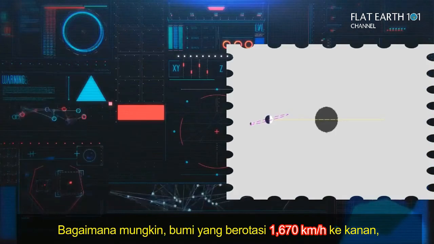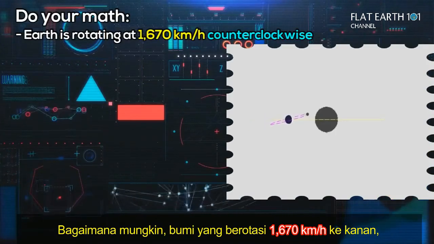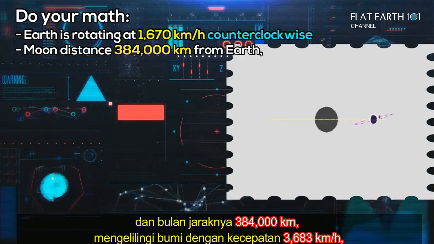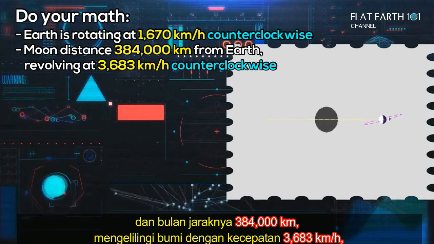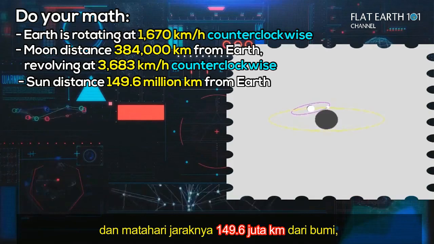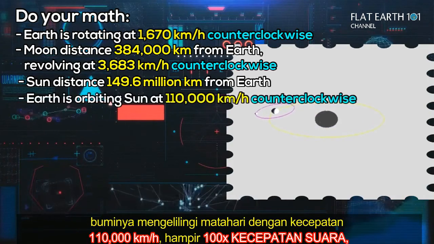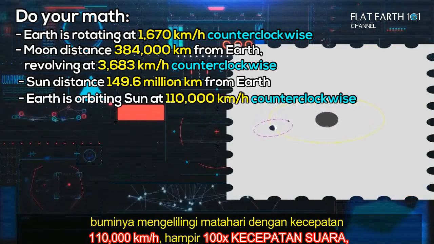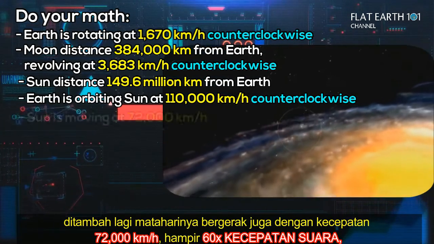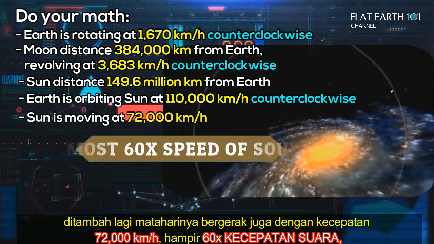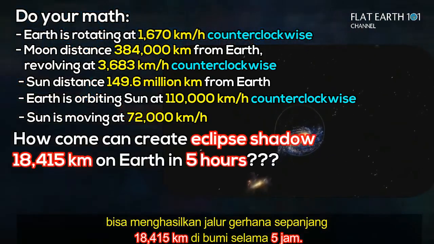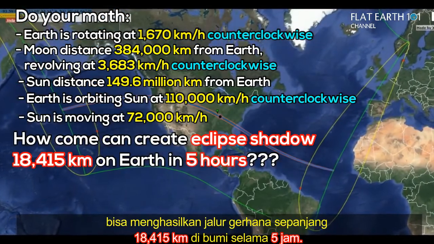How come the Earth that's rotating 1,670 kilometers per hour to your right, and the Moon 384,000 kilometers away orbiting the Earth at 3,683 kilometers per hour, and the Sun 149.6 million kilometers from the Earth, while the Earth is orbiting the Sun at 110,000 kilometers per hour, almost 100 times faster than the speed of sound, plus the Sun also moving at 72,000 km per hour, almost 60 times faster than the speed of sound, can create an eclipse shadow of 18,415 kilometers on Earth within 5 hours?